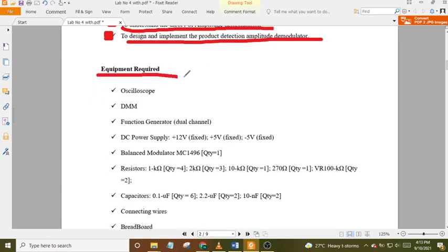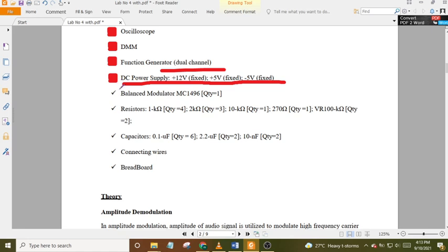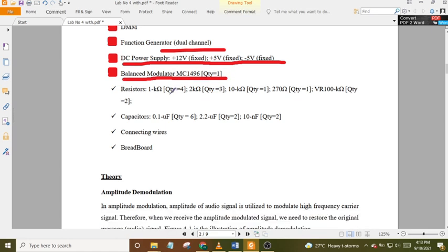Equipment required: oscilloscope, DMM, function generator (dual channel), DC power supply (+12 volts fixed, +5 volts fixed, -5 volts fixed), balanced modulator MC1496, QTY equals 1.